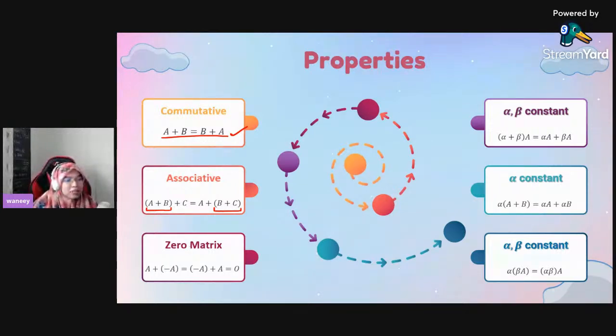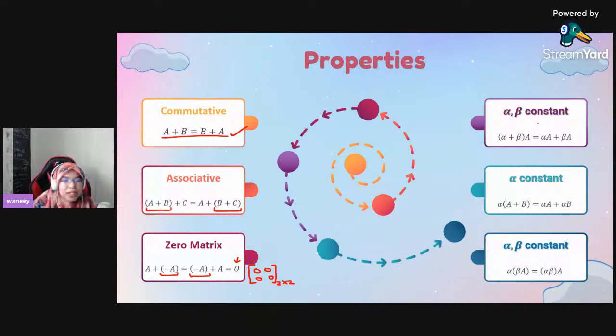And then zero matrix. So how are you going to get a zero matrix? Basically, if you have A plus negative of A, or negative of A plus A, that will become zero matrix. But this zero over here, dia bukan satu nombor je. It's supposed to be 0, 0, 0, 0, depending on what is the order of the matrix. So for example over here, this is a 2 by 2. Kalau matrix tu semua 3 by 3, tukarlah kepada 3 by 3.